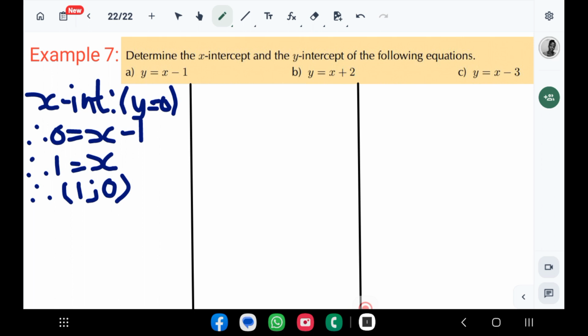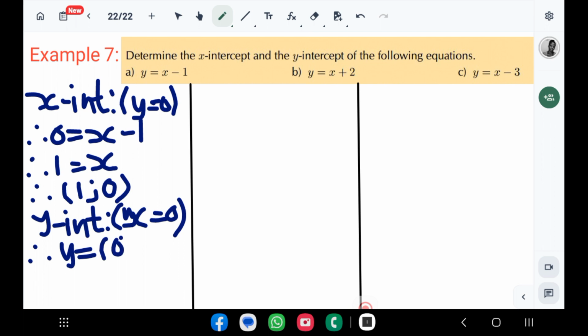That's the x-intercept. Y-intercept, you make x 0. You go y equals 0 minus 1, which equals negative 1. Therefore, the y-intercept is (0, negative 1). That's the point there. And we're done with this one.